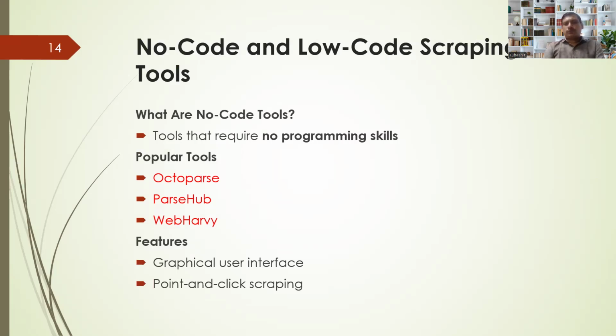No-code and low-code scraping tools. What are no-code tools? Tools that require no programming skills. That is called no code. Popular tools are Octoparse, ParseHub, and WebHarvey. The features: it has a graphical user interface, and point-and-click scraping. So graphically we can do it. Sometimes we need programming skills to do this, but in this scenario, we can just use a graphical interface.